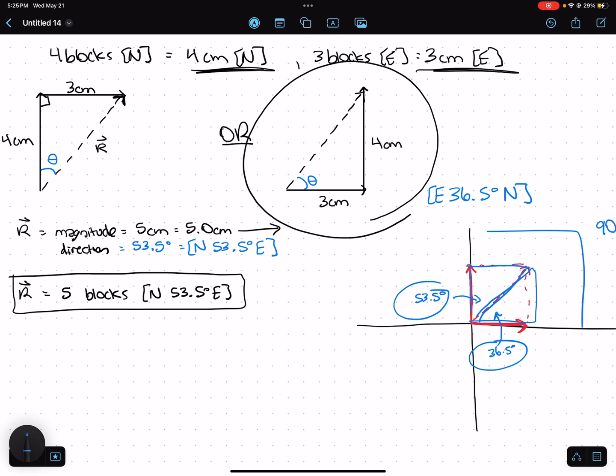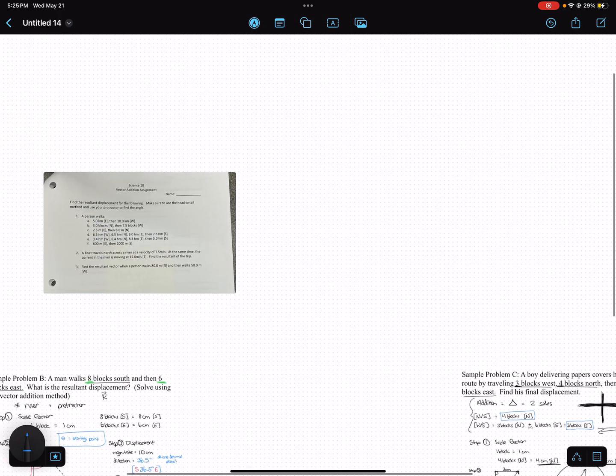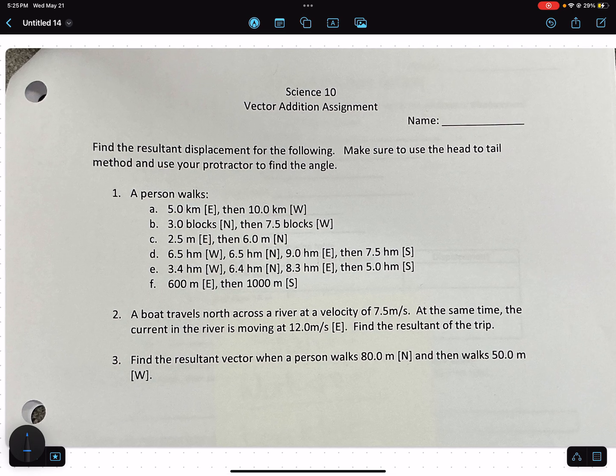You have finished sample problem B and C, and now it is time for you guys to get to work. So, you have a worksheet. This is what your worksheet looks like, in your blue booklets. This is the top of that page of your vector addition assignment. What I want you to do is work at this and complete this. So get out a piece of loose leaf. You're definitely going to need loose leaf to do all these drawings. You can't just do it on here. And go through the steps I just went through with you.